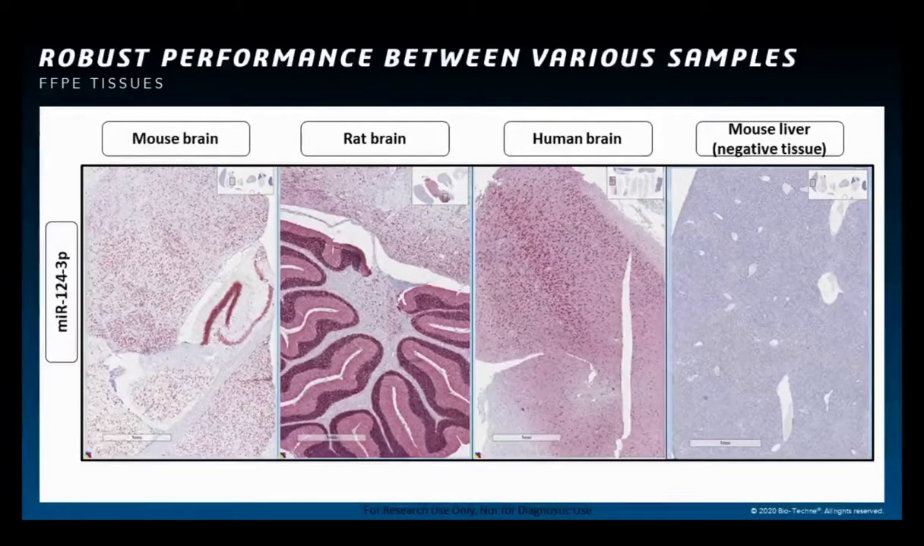Switching gear, as I mentioned in a previous slide, the miRNAscope assay is compatible with multiple tissue types. On this slide, we're demonstrating robust assay performance in various species of formalin-fixed paraffin-embedded tissue samples. For example, demonstrated here, microRNA 124 3P is detected in the mouse, rat, and human brain tissues with abundant signals detected. To demonstrate specificity, a known microRNA 124 negative tissue, such as the mouse liver, is also stained with the microRNA 124 probe. As you can see here, the negative tissue shows no background detection of the microRNA 124 target.